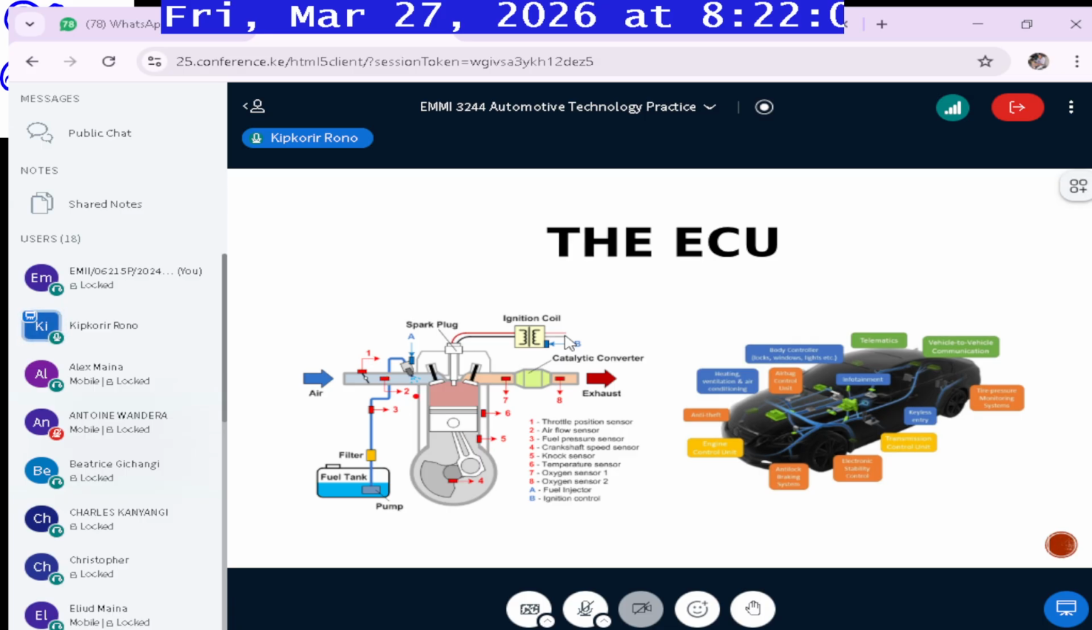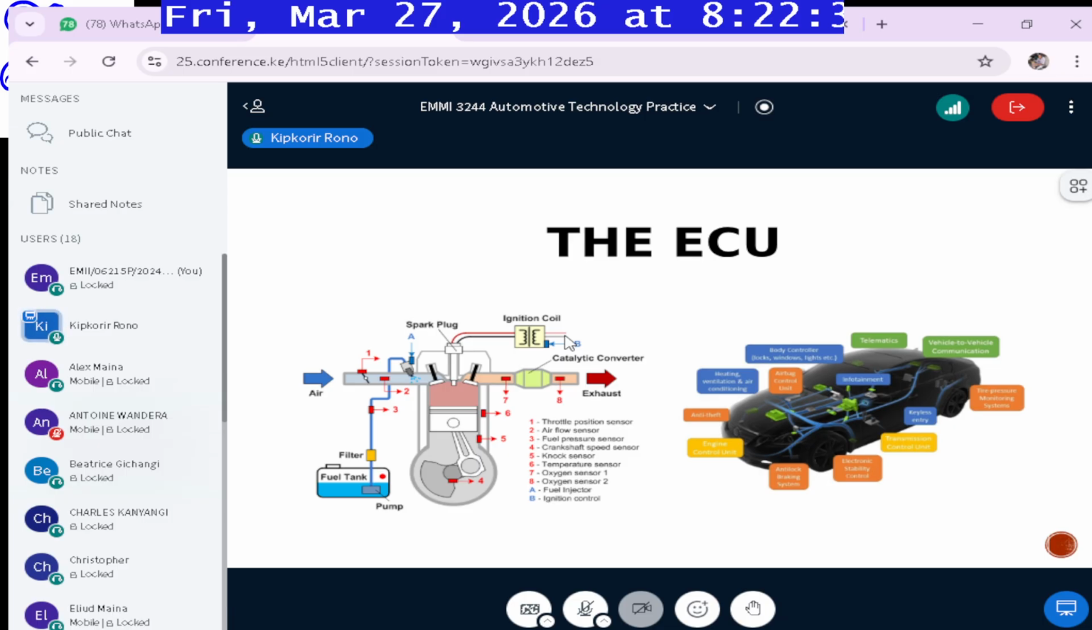So nimesema kuna air throttle position sensor, air flow sensor, the fuel pressure sensor. The fuel pressure sensor, if the fuel pump is worn out, usually the fuel pressure sensor will send a signal to the ECU. Now the ECU could display on the dashboard that maybe there's a check engine light, na kulete kama check engine light.